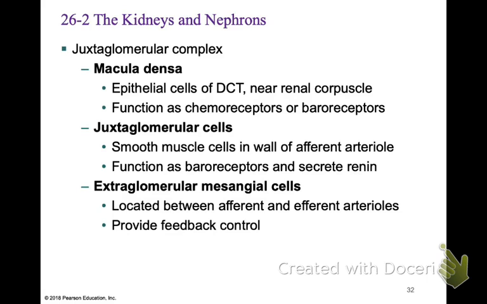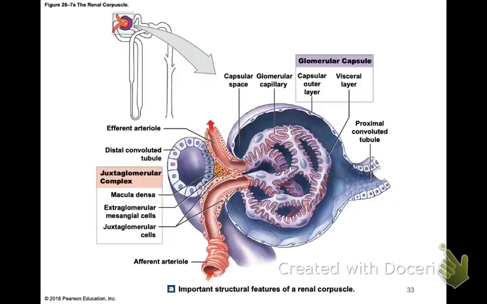The juxtaglomerular cells are smooth muscle cells in the wall of the afferent arteriole, and likewise they're functioning as baroreceptors, meaning they're responding to changes in the pressure of the blood, and these are the cells that secrete renin when your blood pressure is too low. Those mesangial cells provide some kind of feedback control. Remember, we're not entirely sure how they're doing what they're doing.